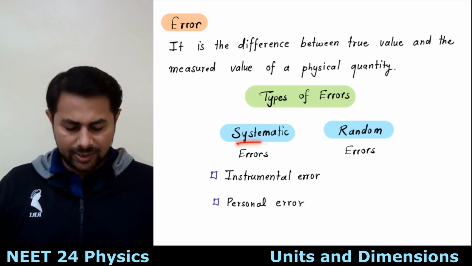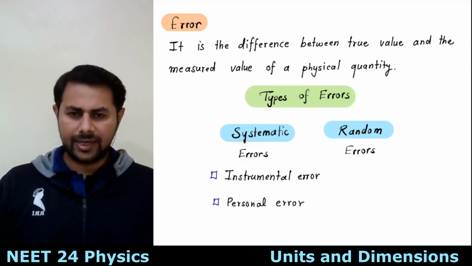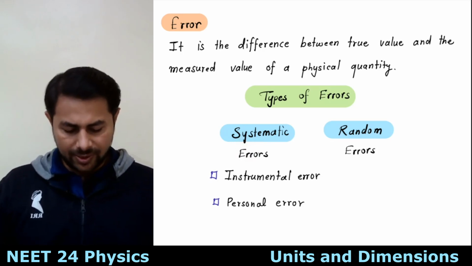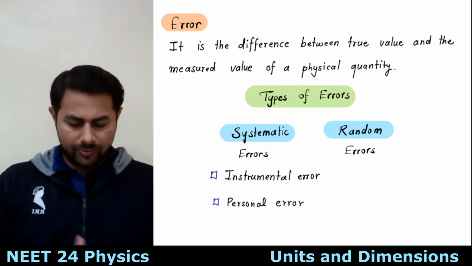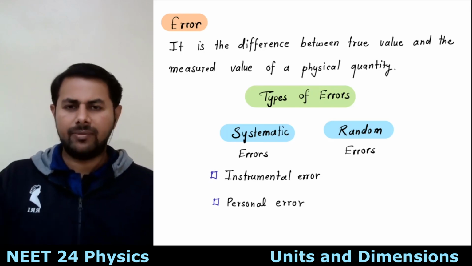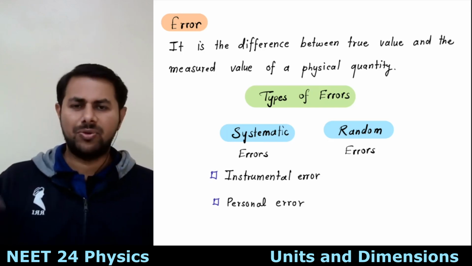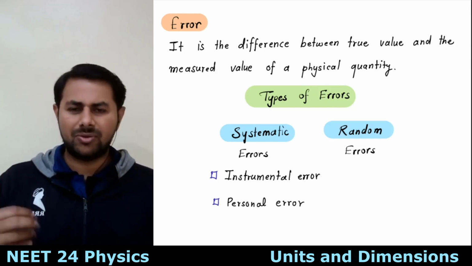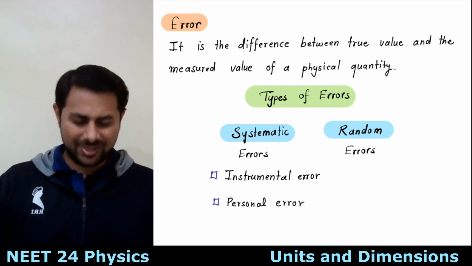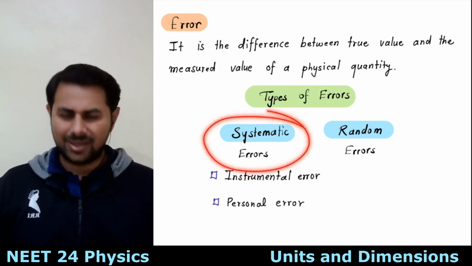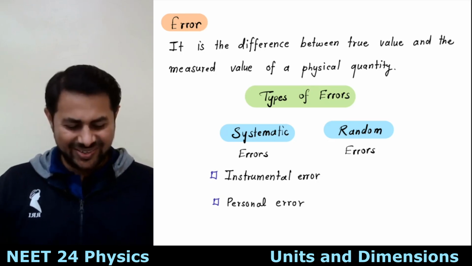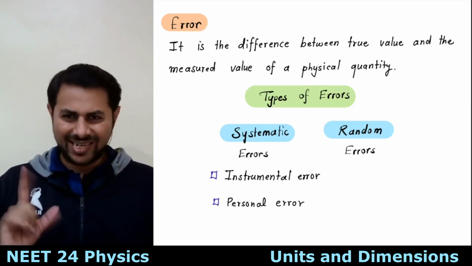So what are systematic errors? The errors that always take place in the same direction are known as systematic errors. What does it mean? If it is positive the first time, in the second measurement also it will be positive, in the third measurement also it will be positive. It will keep on coming positive in all measurements. That kind of error is known as systematic error. You are making the error systematically.